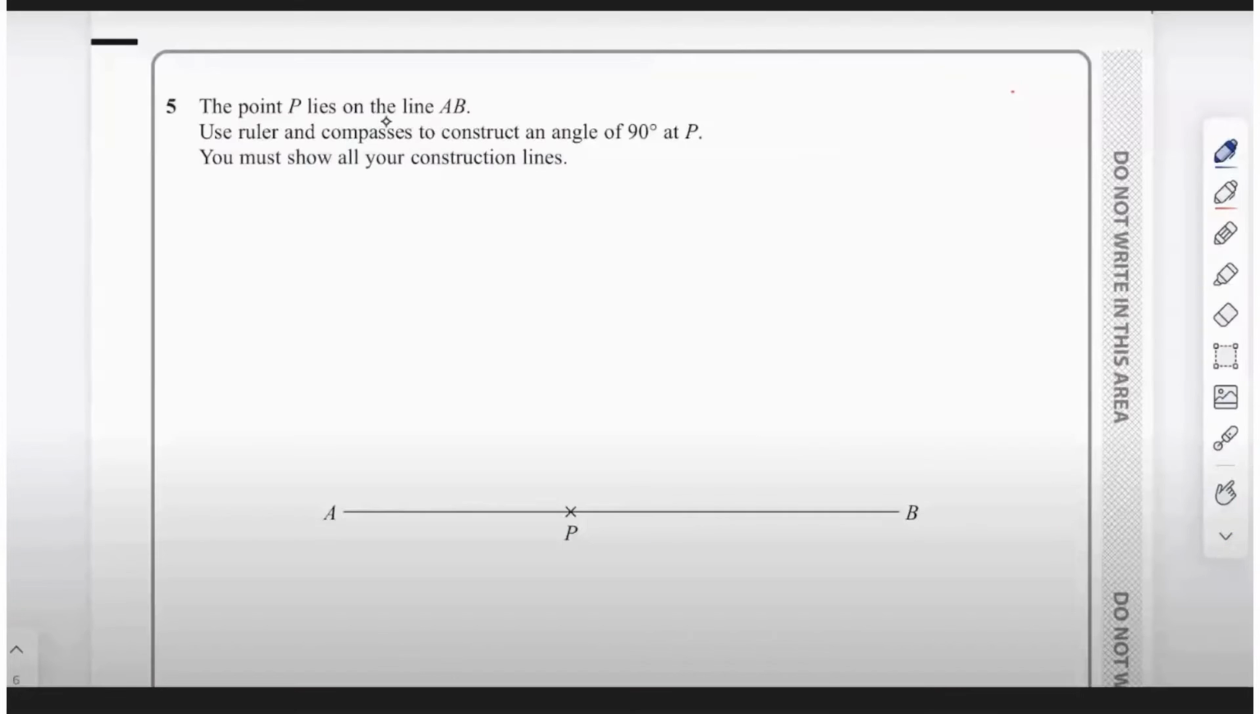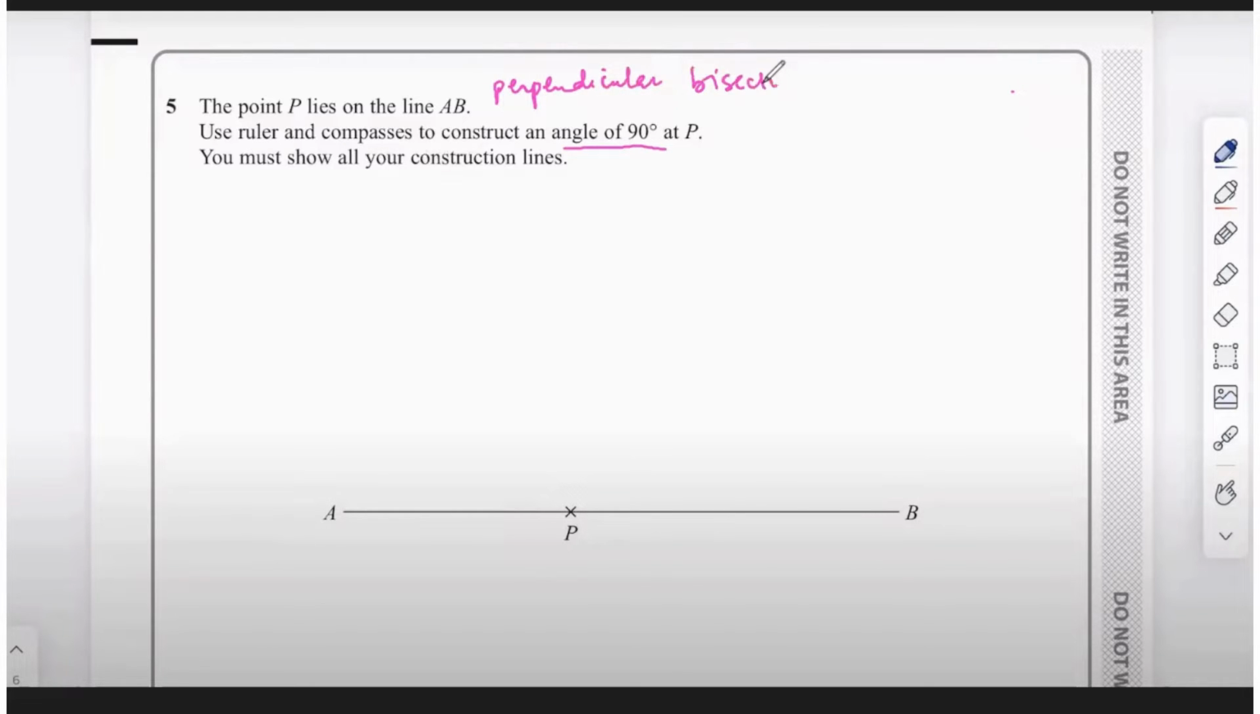Question 5 says the point P lies on the line AB. Use ruler and compasses to construct an angle of 90 degrees at P. You must show all your construction lines. So whenever it says 90 degrees or divide the line into equal parts, you will do a perpendicular bisector in that case.